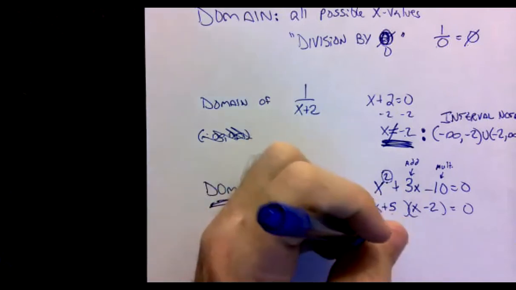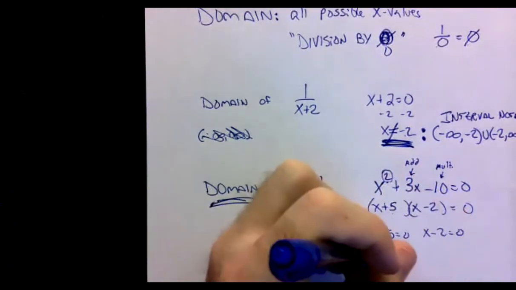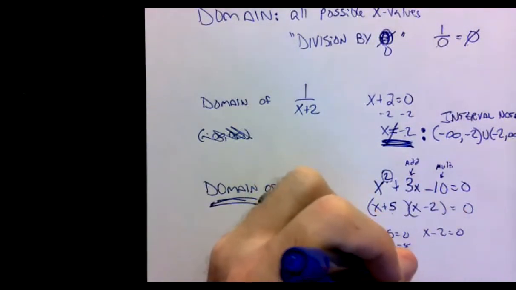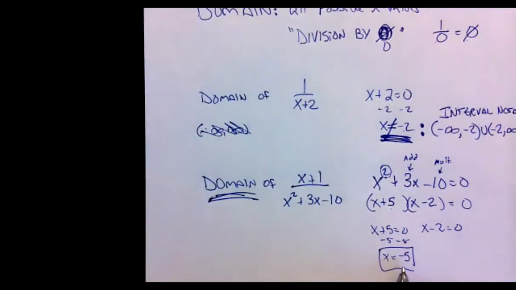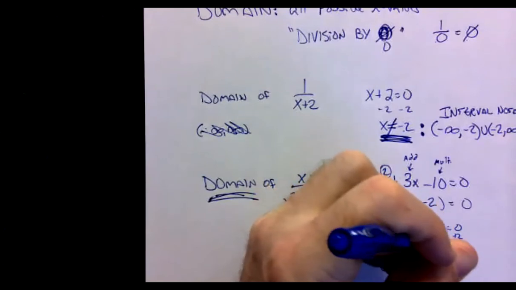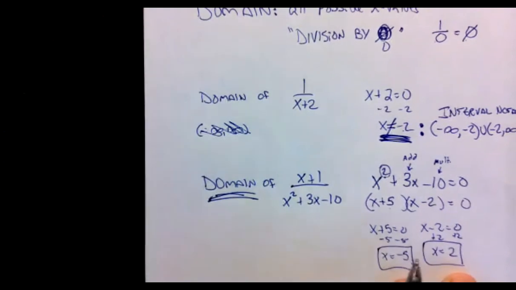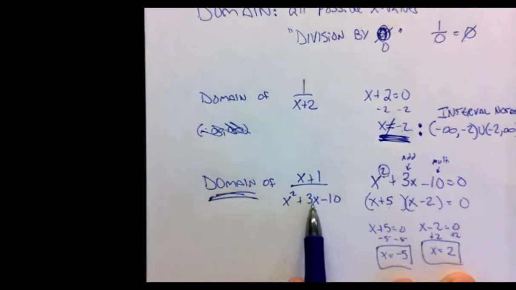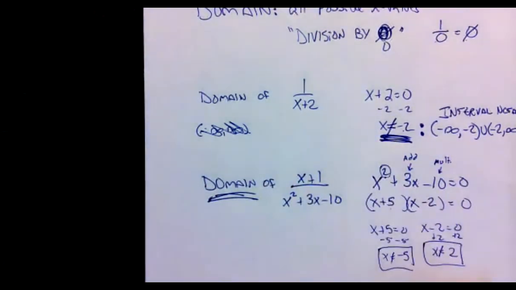Then to solve, set your factors equal to 0. So x could equal -5, or x could equal +2. Basically, both of those values will cause this bottom to be 0, which again is bad. That means that these numbers need to be eliminated from the domain.